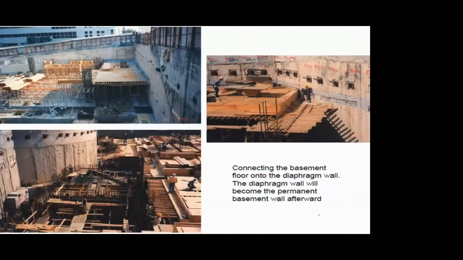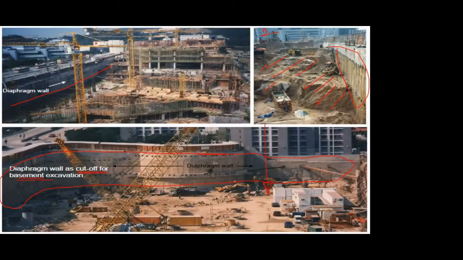Then it can also serve as a complete basement wall. So you know that any room, if I draw a bit shabby kind of a thing, this is a 3D view of a room. Obviously you have walls on all sides, and then you have a slab. Now in this case, your diaphragm wall is a hardened reinforced cement concrete wall. So that itself can be used as a wall for any kind of room or a basement, and then you just have to place a slab over it. The same thing is done here.